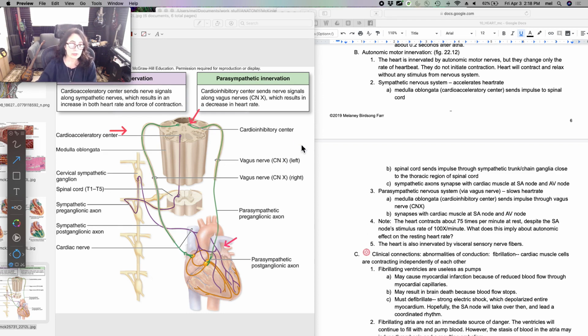Now, your heart, this is all motor, right? This is all autonomic motor, but your heart is also innervated by visceral sensory fibers. So can your heart hurt? It can, but it's usually referred pain to the left arm when that occurs. Okay, so a little bit about abnormalities of conduction.